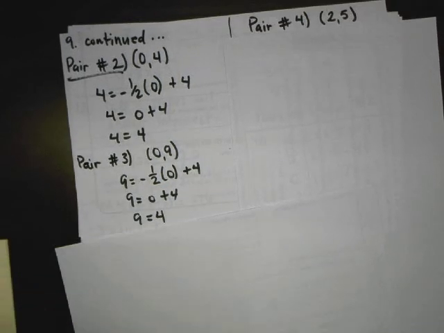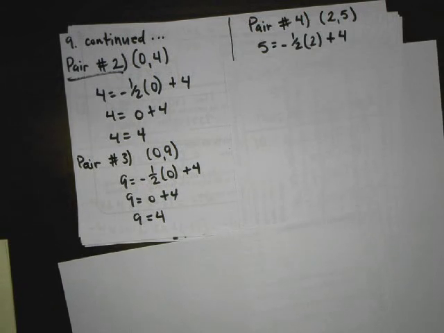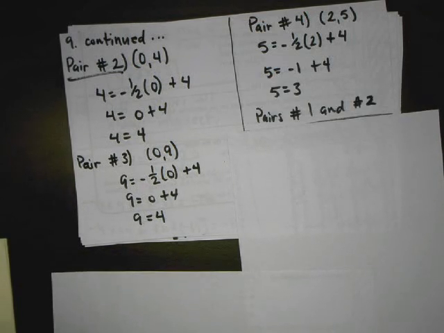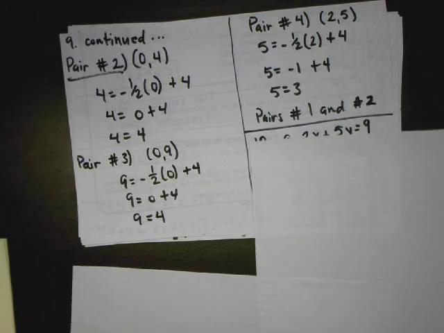Let's see, ordered pair number 4 is 2, 5. When I plug that into the equation, I get that. Negative 1/2 times 2 is negative 1. That doesn't work. So the only pairs that did work were pairs 1 and 2. Ordered pairs 1 and 2 are solutions to that equation.